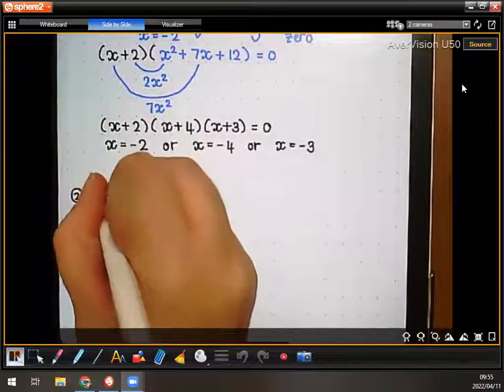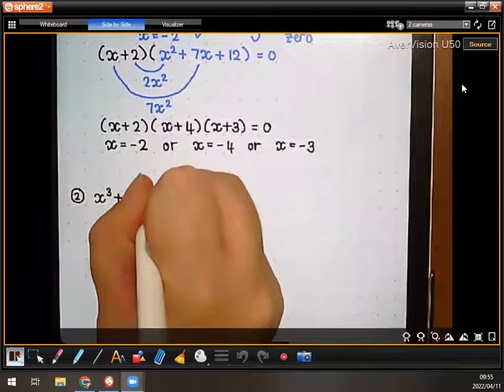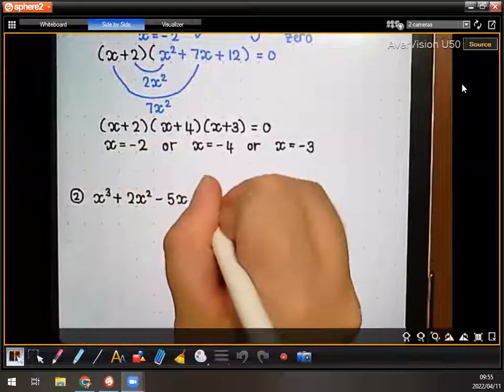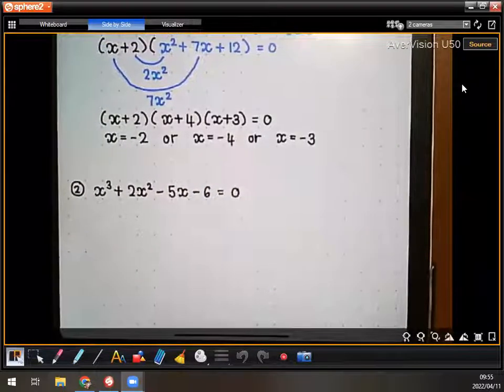Okay, we have x cubed plus 2x squared minus 5x minus 6 equal to 0. I want you guys to solve for x in that one.